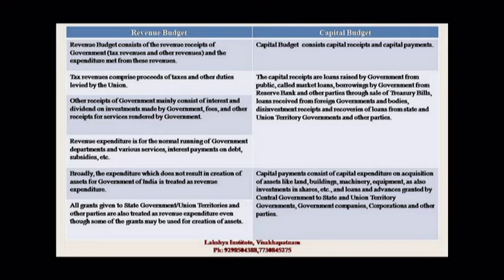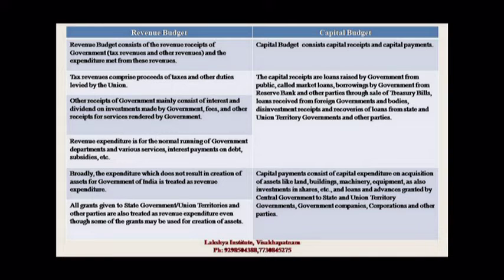Capital budget. Capital budget consists of capital receipts and capital payments. The capital receipts are loans raised by government from the public called market loans, borrowings by government from Reserve Bank and other parties through sale of treasury bills, loans received from foreign governments and bodies, disinvestment receipts and recoveries of loans from state and union territory governments and other parties.